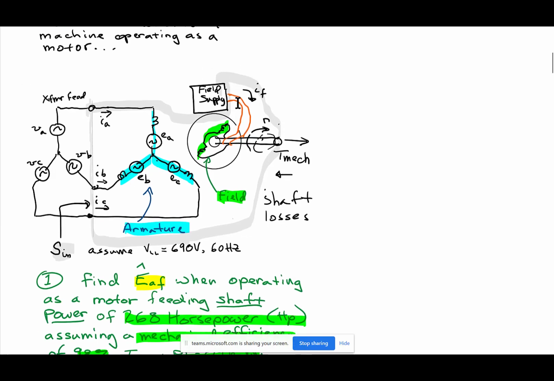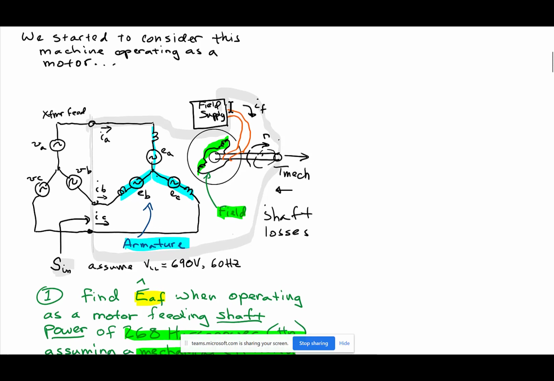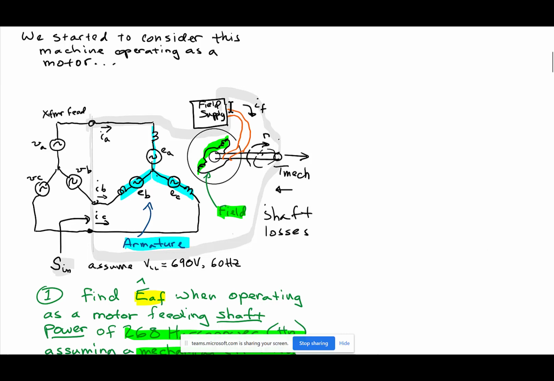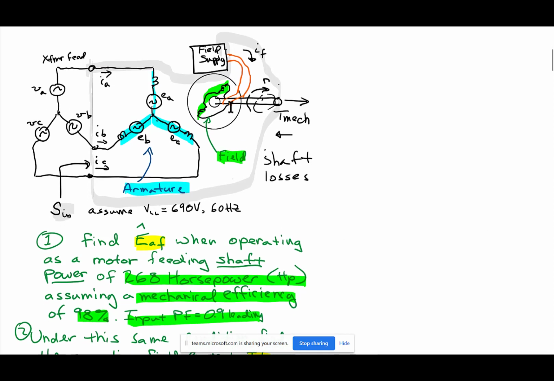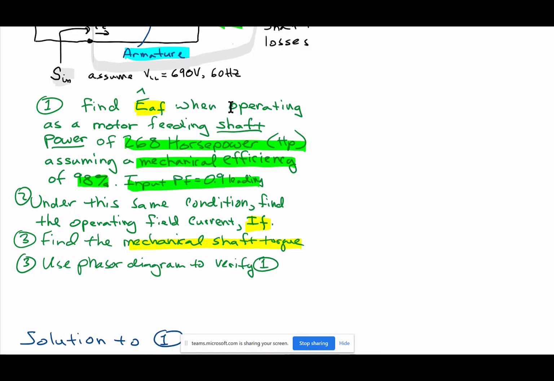And then we looked at taking this machine that we had all the data from and said, why don't we operate this as a motor? And the setup is shown right here. I said we're going to operate this thing, and we didn't actually start to work this problem out. I just gave you some of the background information that you would need. But what I'm asking you to do is find 4 things here.